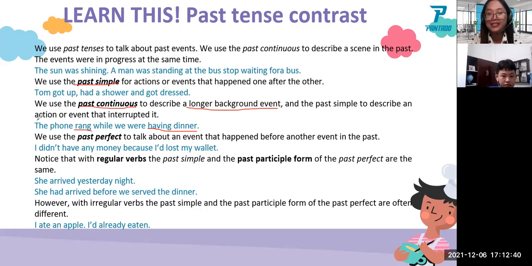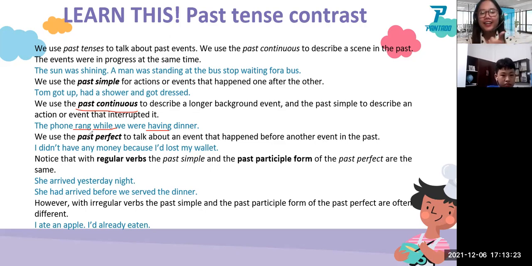Now your turn. Please make a sentence using past continuous. His mama called him while he was watching TV. Oh, bravo. Okay, good job, Kua.